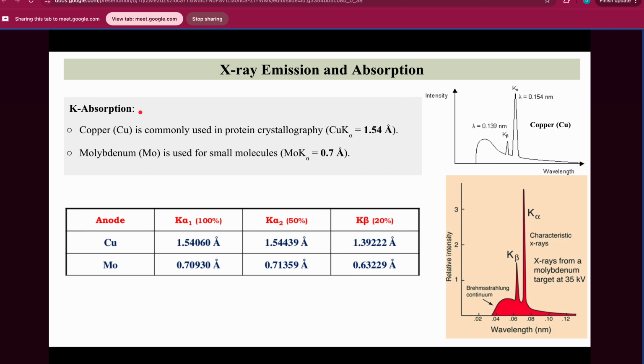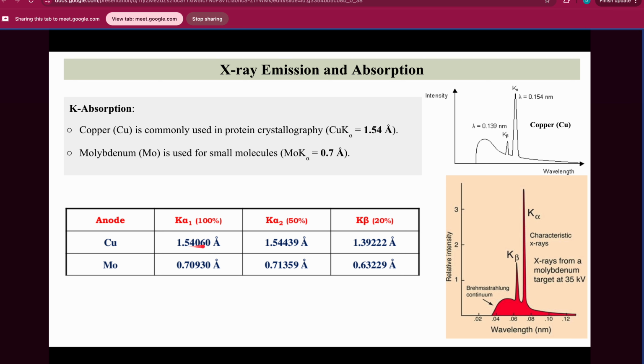So K absorption means this radiation which is being generated. The radiations produced are K alpha 1, K alpha 2, and K beta. If we talk about copper, it is commonly used in protein crystallography. Now we'll see at what intensity it generates the K alpha radiation.